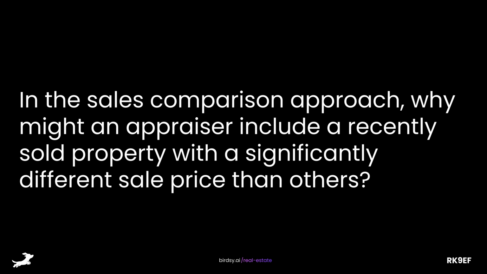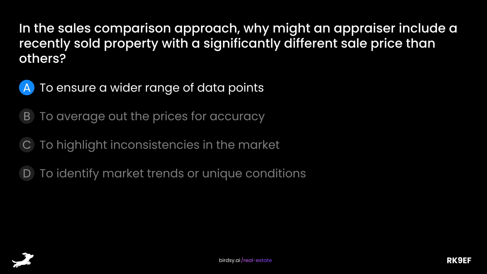In the sales comparison approach, why might an appraiser include a recently sold property with a significantly different sale price than others? Is it A, to ensure a wider range of data points? B, to average out the prices for accuracy? C, to highlight inconsistencies in the market? Or D, to identify market trends or unique conditions? The answer is D, to identify market trends or unique conditions.